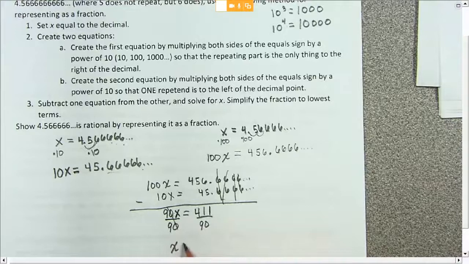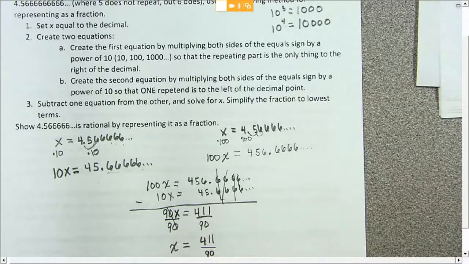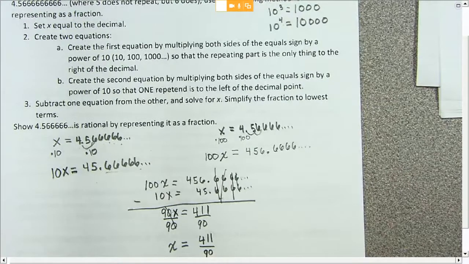Here I have just x, and then here I have 411 over 90. And I just represented that as a fraction, so I've proved that it's rational. What do you think? Impressed. Yeah, me too. This is actually, you can reduce this.